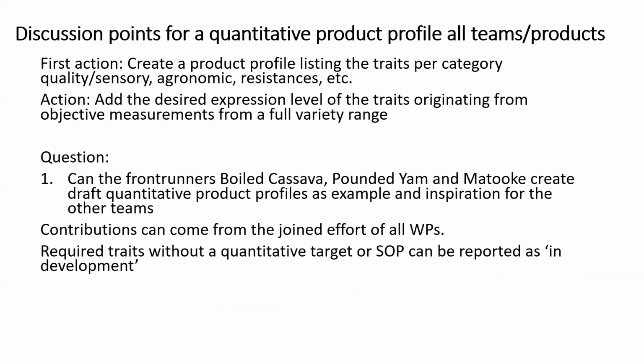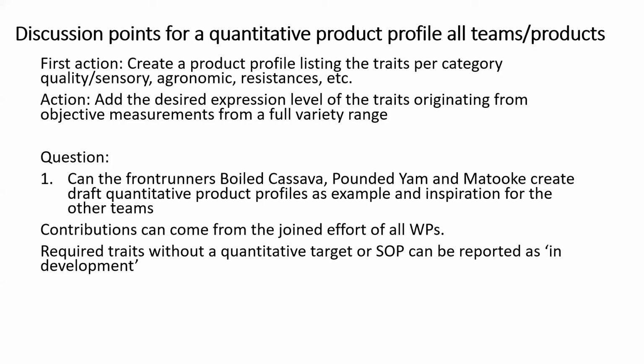My last slide is suggesting actions that come out of the evaluation of the last couple of slides. The first action is that we should create product profiles in terms of a listing of the traits per category, such as quality, sensory, agronomic, resistance, etc. That can be done, it should be done, and it is already done by the different work packages, bringing together all the data from the different work packages. Then you may come close to the product profiles that I showed you from my company as an example.